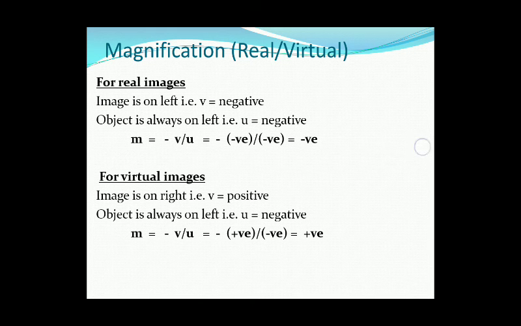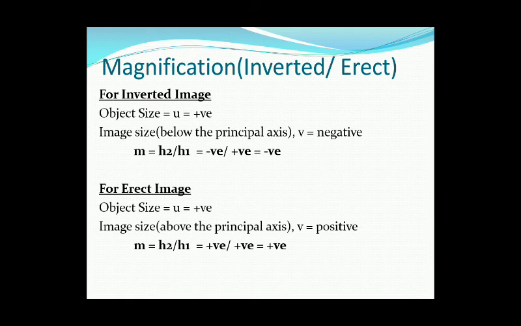But we can prove it here also. For inverted images, again we are taking the formula H2 upon H1. H2 is negative, inverted. It means below the principal axis. And H1 is always positive, above the principal axis. So negative upon positive means negative. So negative means real, done in the previous slide, and inverted also.